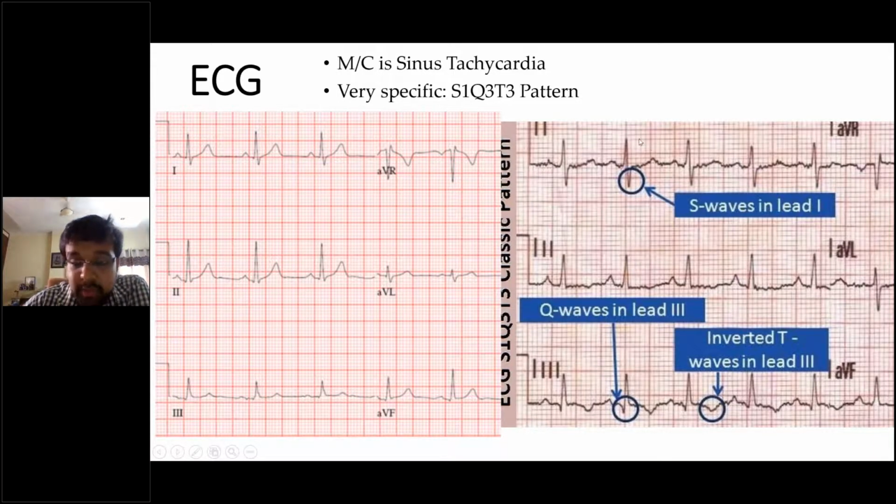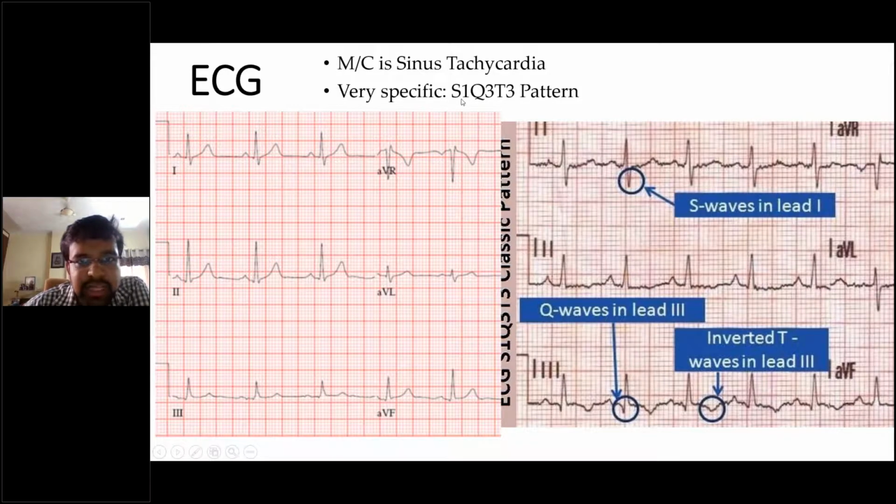While in pulmonary embolism, S1 means S waves in lead 1. So basically, I should have written deep S waves in lead 1. Lead 1 में deep S waves, and lead 3 में presence of Q waves. देखो यहाँ पर Q waves आ रही है. That is the first negative wave before the S wave. यहाँ पर Q waves नहीं है, normal, है ना? And presence of inverted T waves in lead 3. ये lead 3 में inverted T waves है. यहाँ पर देखो positive T waves थी, which are normal.